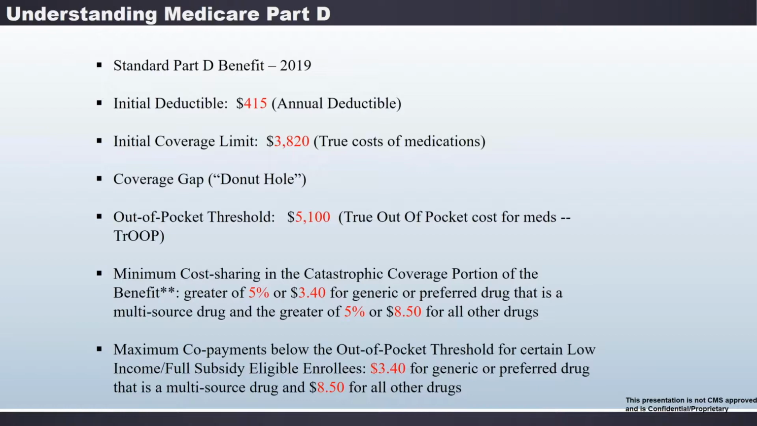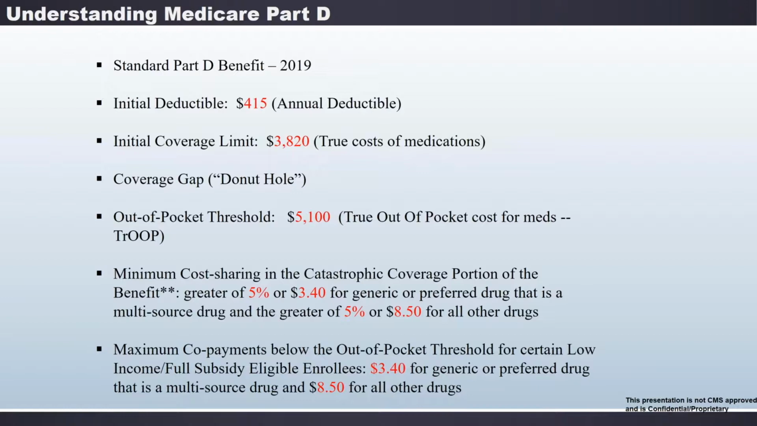The cost changes in the donut hole, where during the initial coverage limit, the standard model was 25% of the cost of the drug was borne by the individual. Once you're in that gap, it changes to 25% for name brand drugs, 37% for generic drugs. As they continue to track that true out-of-pocket cost, when it reaches $5,100, you're into what's called catastrophic coverage. And again, the cost share changes.